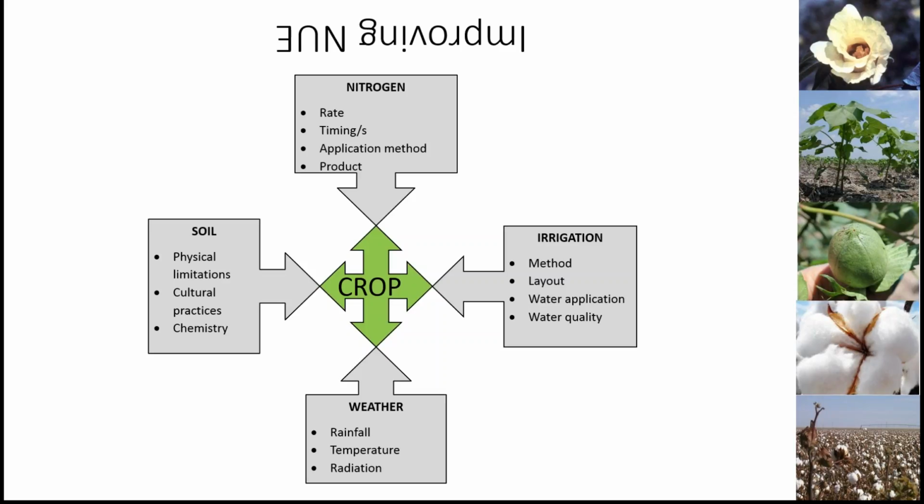So if the underlying problem can be fixed by fixing up physical limitations such as compaction and soil density, then it makes sense that we go there first and then take the pressure off trying to do things with rates and timings and application methods.